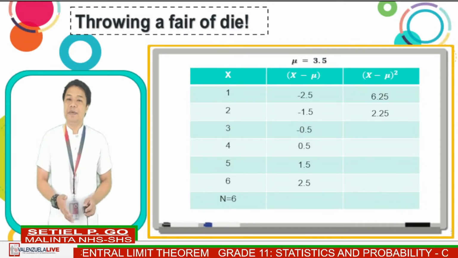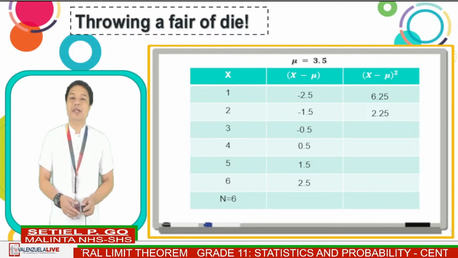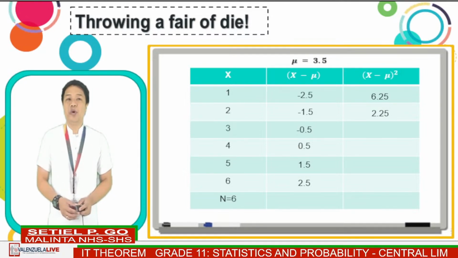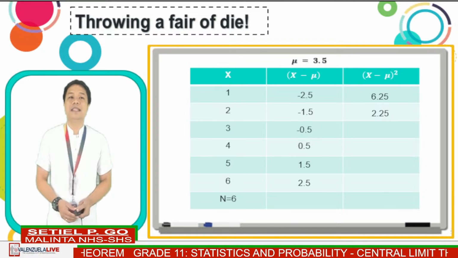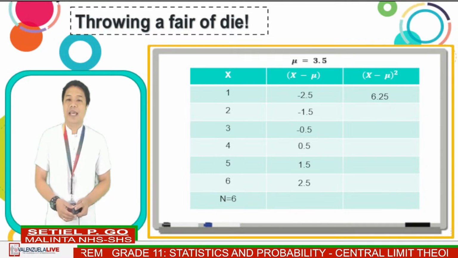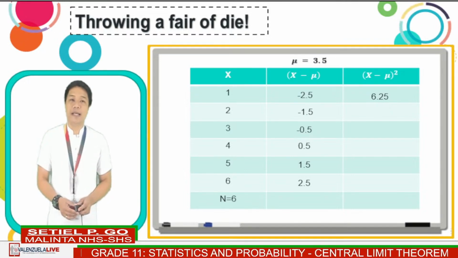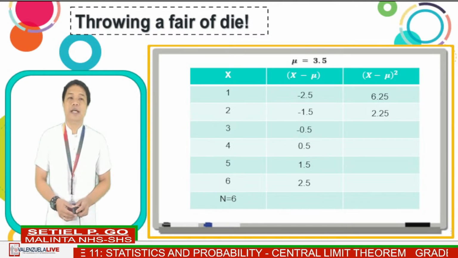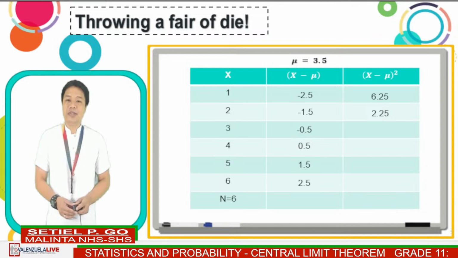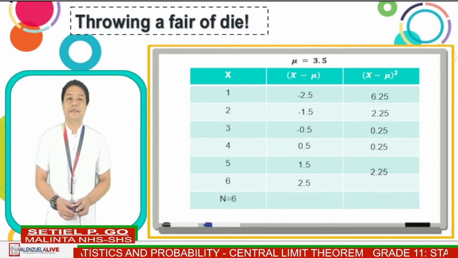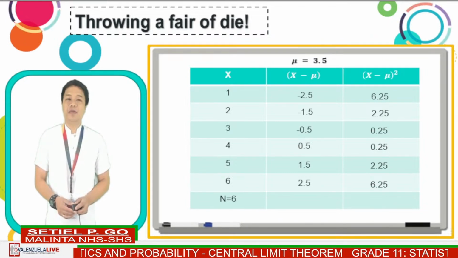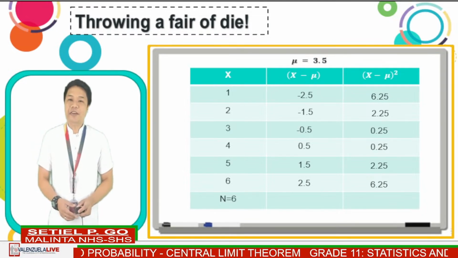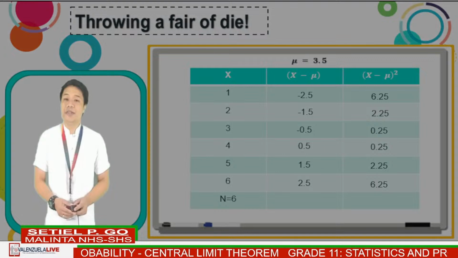And then the next step is to square each data from the column which is filled out. So if you're going to square negative 2.5 squared, the result is 6.25. And then if you're going to square negative 1.5 squared, the result is 2.25. The pattern continue until 2.5 squared, the result is 6.25. In order for us to compute the variance, let us use the following formula.